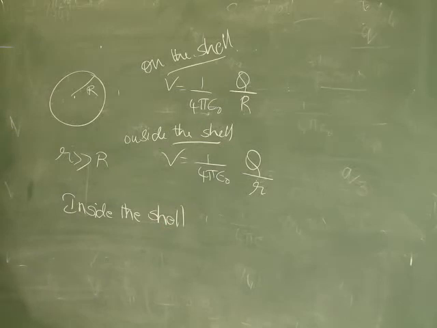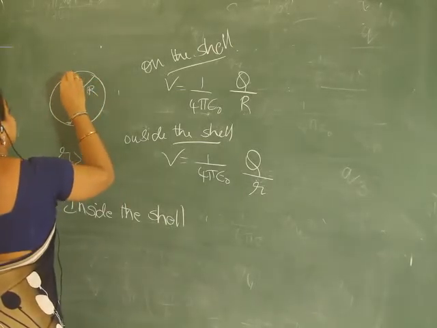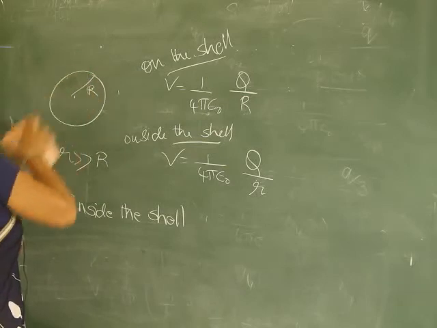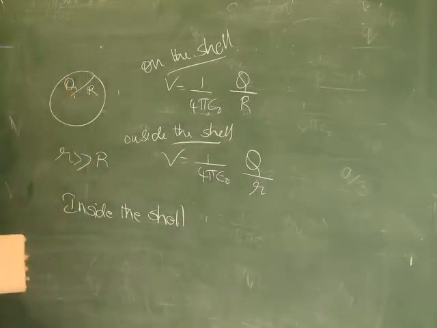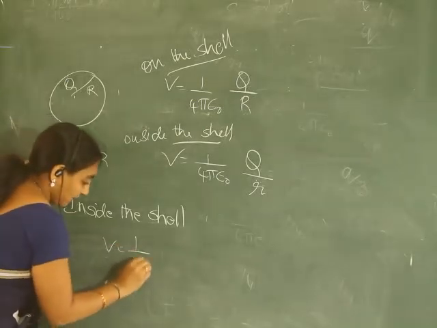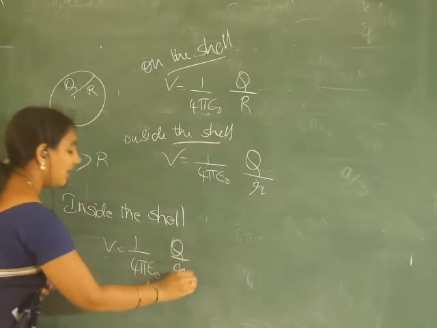If a spherical shell of radius r has the charge q, then inside the shell, what will be the expression? If you have taken capital Q, inside the shell, what is the expression? V is equal to 1 by 4 pi epsilon naught Q by R itself.